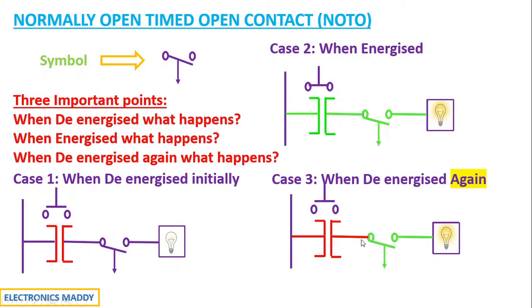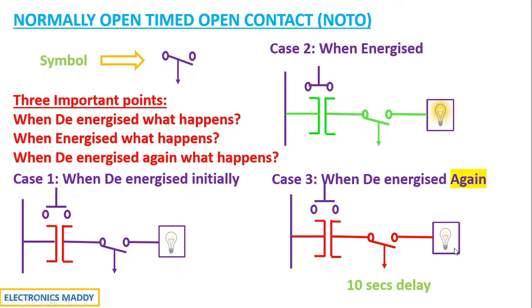Now the timer starts counting for the time delay. Let me assume the time delay as 10 seconds, and it will start counting from 1 up to 10. Once it counts 10 seconds, it becomes de-energized and the light stops glowing. That means during the period in which 1 to 10 seconds was being counted, the light was still on. The previous condition was still existing, and only after 10 seconds the light turned off.